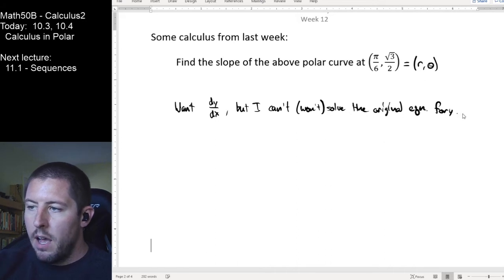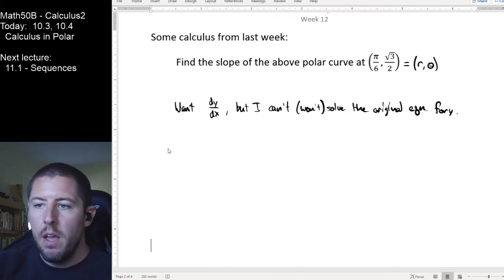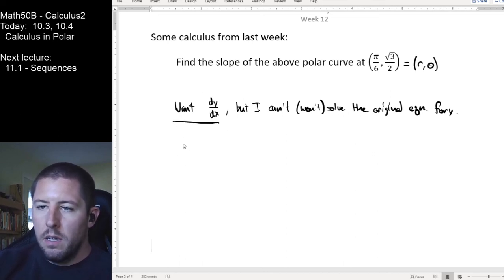But the point is, I have no interest in attempting to solve that original equation for y. I also have no interest in doing implicit differentiation if I think I can avoid it. So here's kind of what I'm thinking. We want dy/dx.